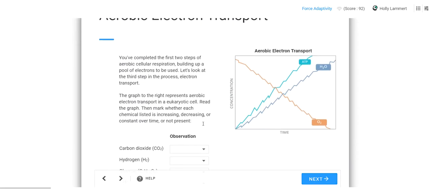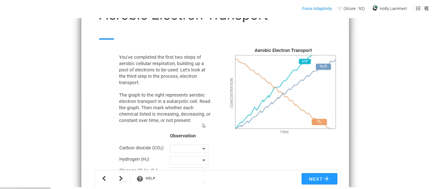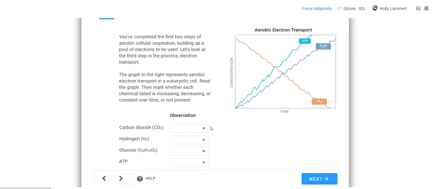Moving on, reading some graphs. So let's look at the third step in the process, that's the electron transport. The graph to the right represents aerobic electron transport in a eukaryotic cell. Read the graph, then mark whether each chemical listed is increasing, decreasing, or constant over time or not present.